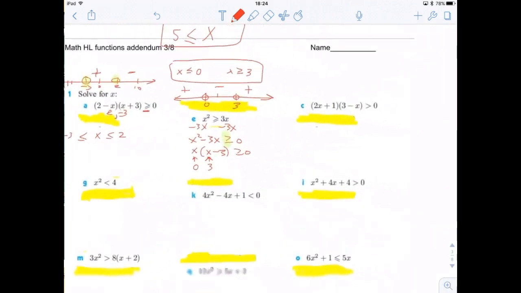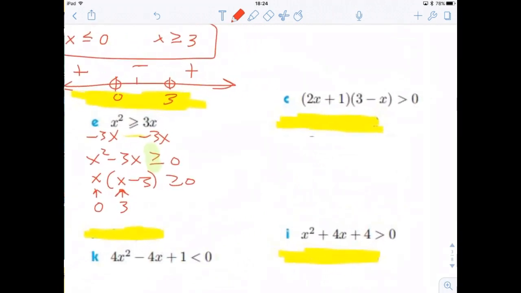Okay. C. First, we have 0 on the right side already. So now we just need to figure out the critical points. This would be a 3. This would be negative 1/2. And let's mark those on the number line. So we got 3, and we got negative 1/2. And let's test some points in between to figure out if the intervals are positive and negative.